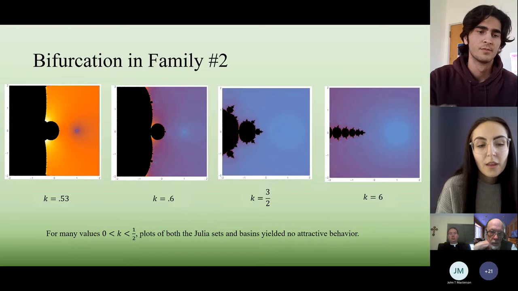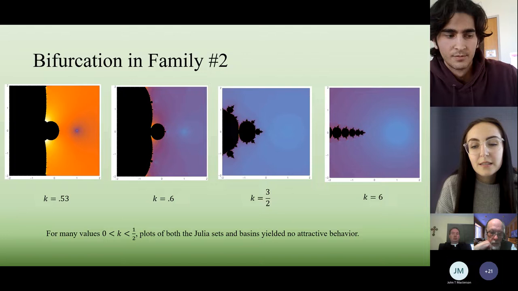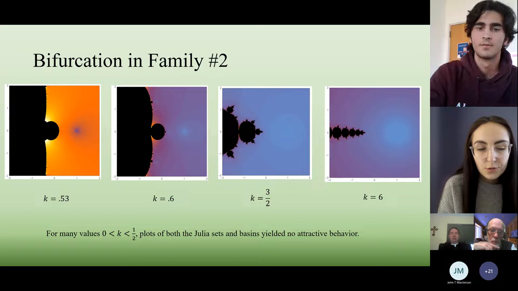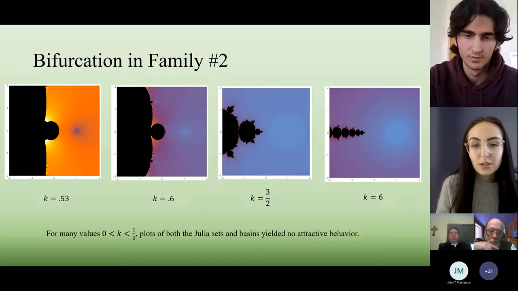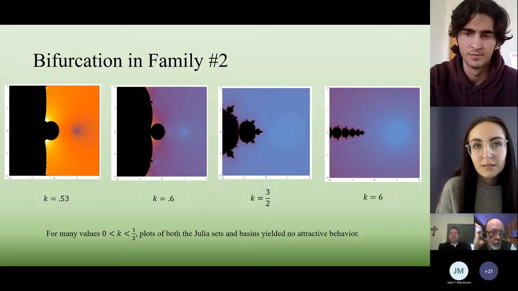Many values between zero and one half for K were tested, but plots of both the Julia sets and the basins yielded no attractive behavior. But you can see just shortly after, when K is equal to 0.53, this figure is starting to reemerge. And as we keep approaching closer to positive infinity, the structure that was once blown up in between that negative one to zero range is starting to shrink back down, and it's starting to sharpen once again and become that pine cone structure once again, as you can see when K is equal to six, positive six, my bad.